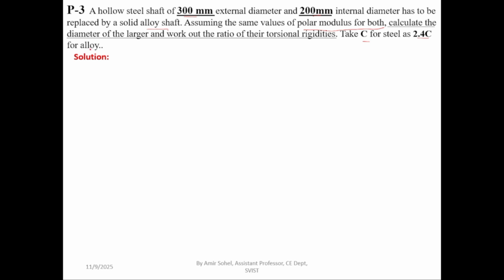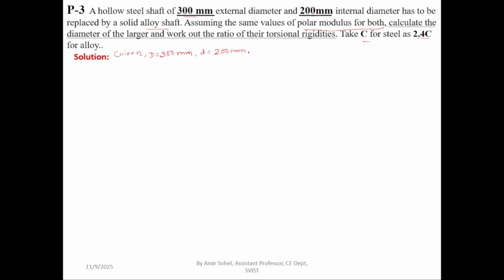This is a very good question, I must say. So let the solution begin. We have to note down what values are actually given. Given data: external diameter of the shaft, denoted by capital D, is equal to 300 mm. Internal diameter of the shaft, denoted by letter d, is equal to 200 mm.